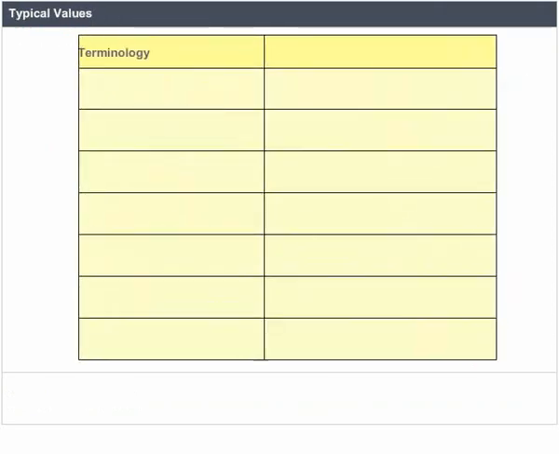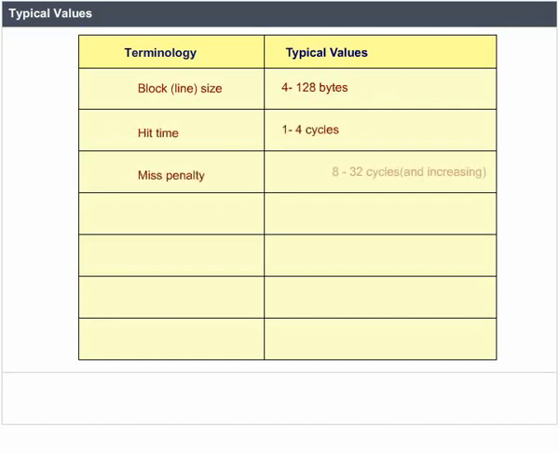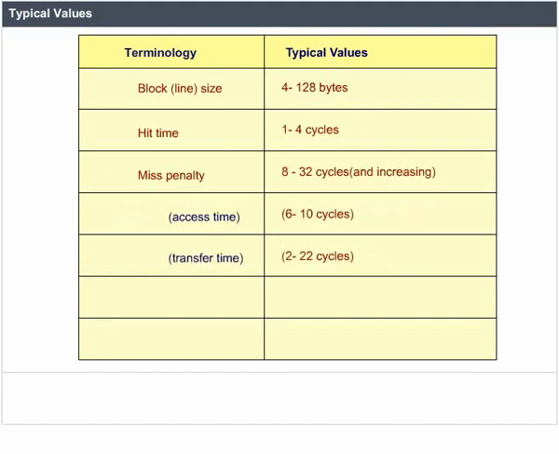Typical values. Block line size: 4 to 128 bytes. Hit time: 1 to 4 cycles. Miss penalty: 8 to 32 cycles and increasing. Access time: 6 to 10 cycles. Transfer time: 2 to 22 cycles. Miss rate: 1% to 20%. Cache size: 1 KB to 256 KB.